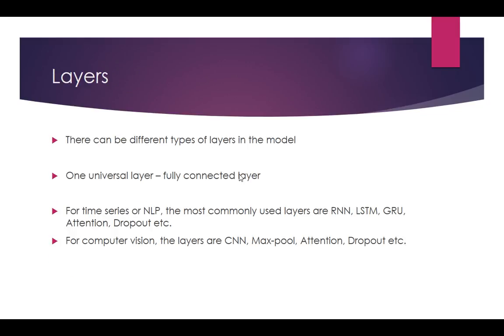What are the layers you can use? In our example, we have used only one layer, that is the fully connected layer. And fully connected layer is used in all neural networks. But there are some other layers which are specialized for different areas of applications. Like for time series and natural language processing, the most commonly used layers are recurrent neural net, LSTM, GRU, attention, dropout, etc. For computer vision, the most popular are convolution layer, maxpool, attention, dropout, and some other layers.